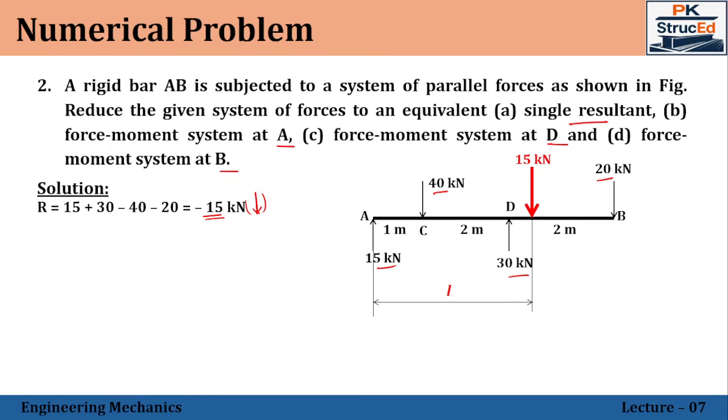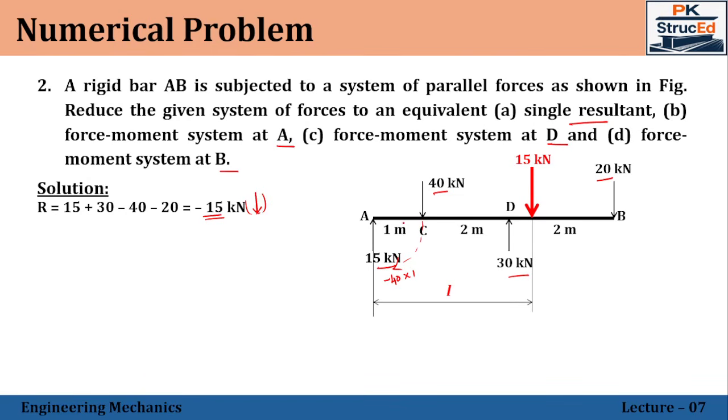Okay, so now let us calculate the moment of all the individual forces about the point A. The 15 kilonewton is acting at that point itself, so it won't create moment about the point A. Whereas the 40 Newton tends to rotate about the point A in the clockwise direction. So that value will be minus 40 into 1.